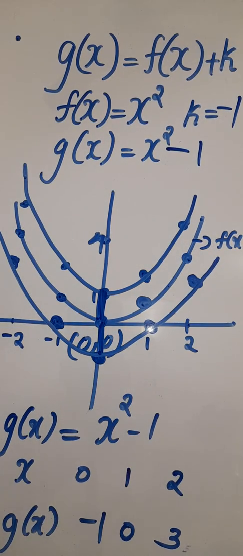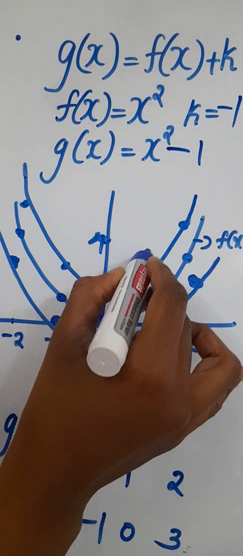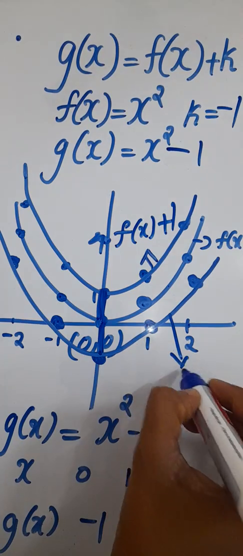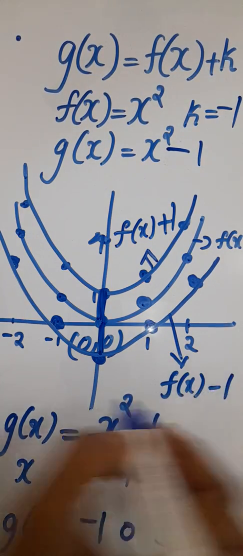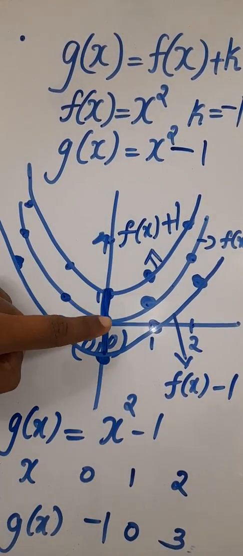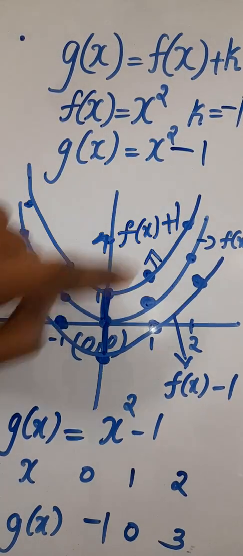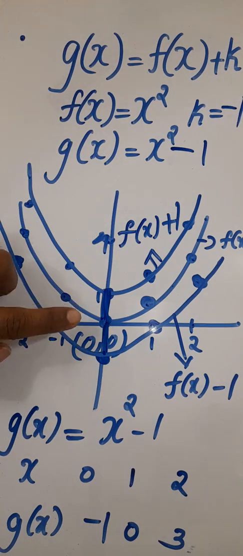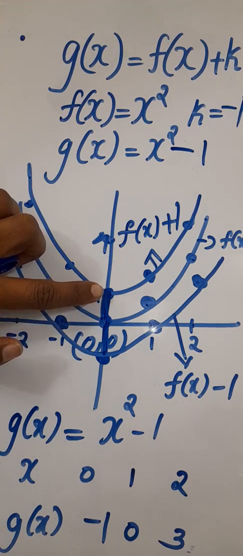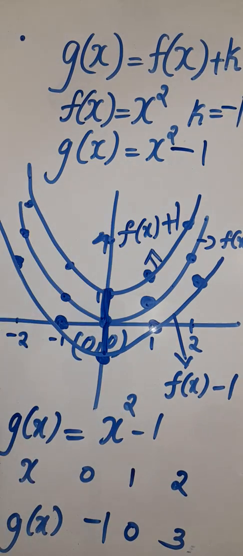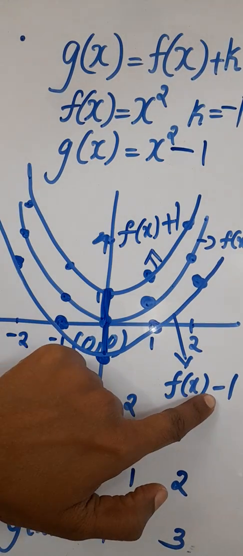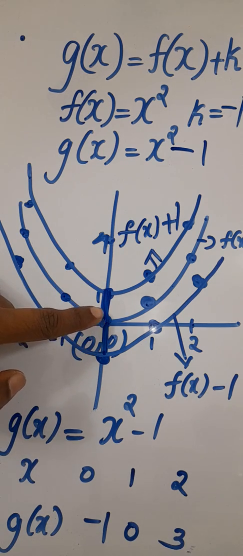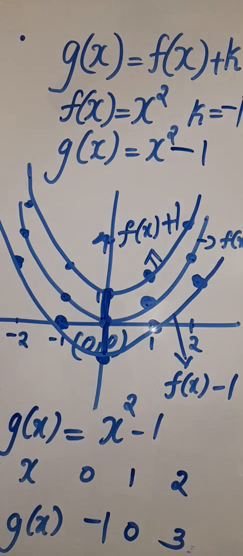Now let us make an observation. This is the curve f of x plus 1. This is the curve f of x minus 1. When we transform f of x to f of x plus 1, we see that it is a vertical translation. It gets translated vertically upward by 1 unit. When it is f of x minus 1, again we see a vertical translation, but it gets shifted downward.